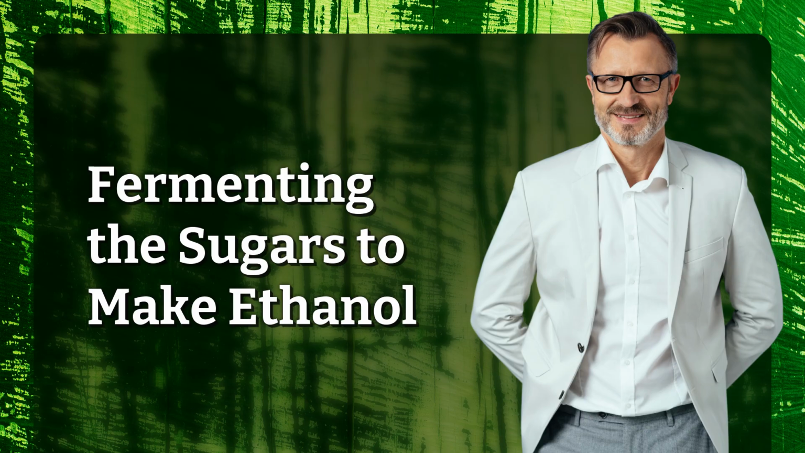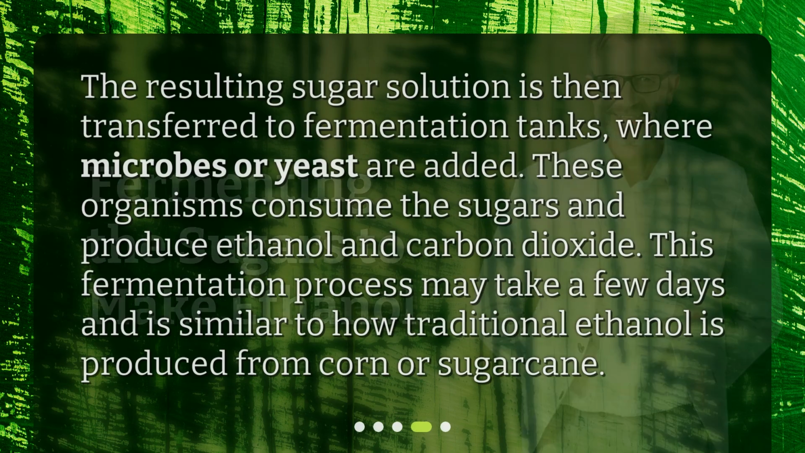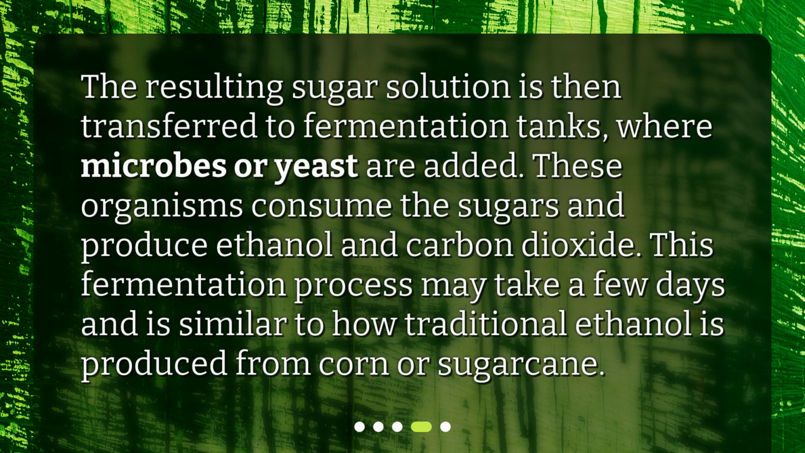Fermenting the sugars to make ethanol. The resulting sugar solution is then transferred to fermentation tanks, where microbes or yeast are added. These organisms consume the sugars and produce ethanol and carbon dioxide. This fermentation process may take a few days and is similar to how traditional ethanol is produced from corn or sugarcane.